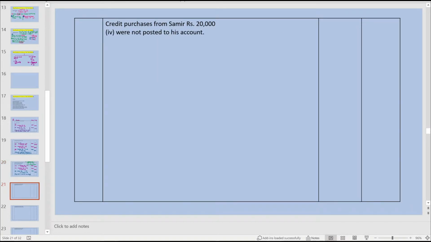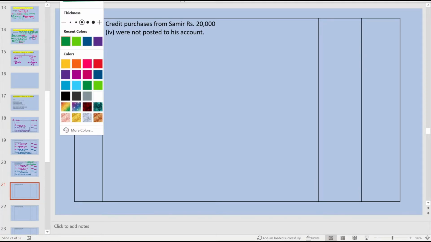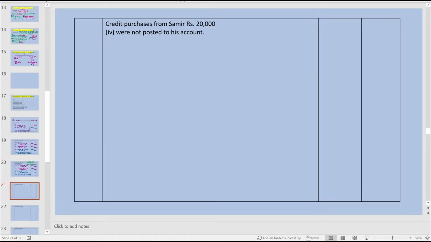Here it says credit purchase from Samir 20,000 were not posted in his account. That means they have missed the posting completely. So how would we do this? First, as I told you, we will always take up the wrong entry. So my wrong entry is not posted to his account, right? So purchases account debit, but Samir's account is not credited, so they missed to do this.